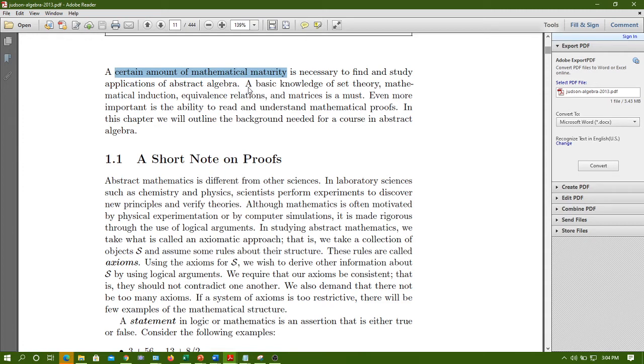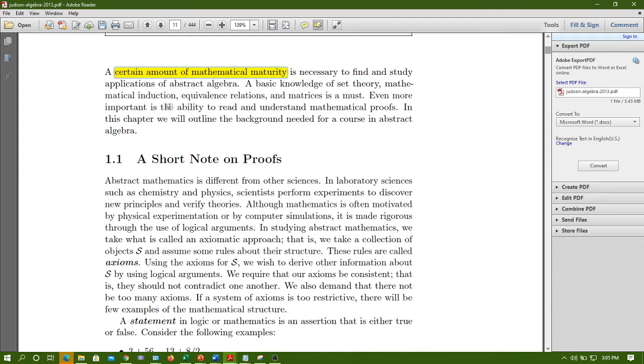Okay. So a basic knowledge of set theory, mathematical induction, equivalence relation, and matrices is a must. So set theory, you have already passed this course. Mathematical induction is discussed in the video presentation, as well as equivalence relations. Matrices were discussed, I think, very well with Sir Cordita in your linear algebra.